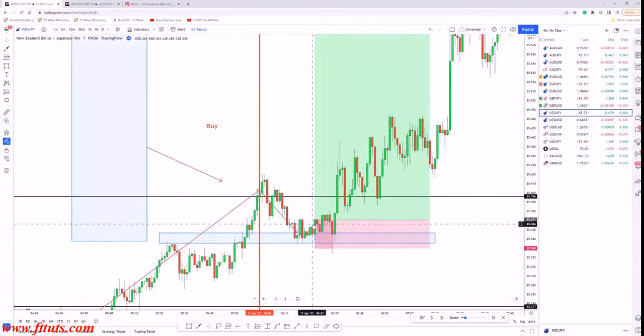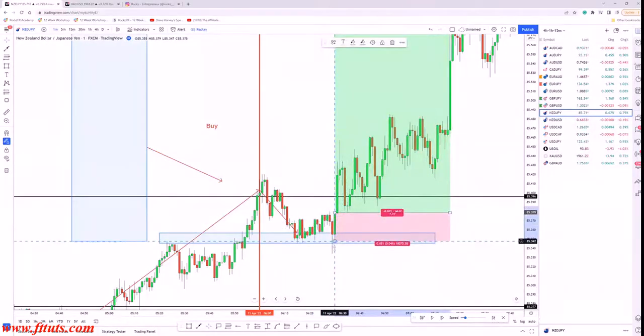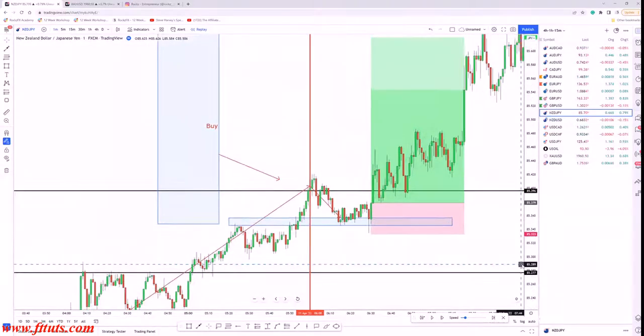Could you take the trade here? No, it's not back in the actual retest zone. So no, not for me. Not for you. Okay. Could I take the trade here? Yeah, you can. Yeah, 100%. And you've had your rejection, haven't you?